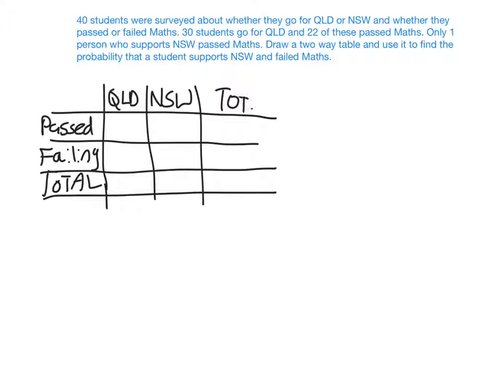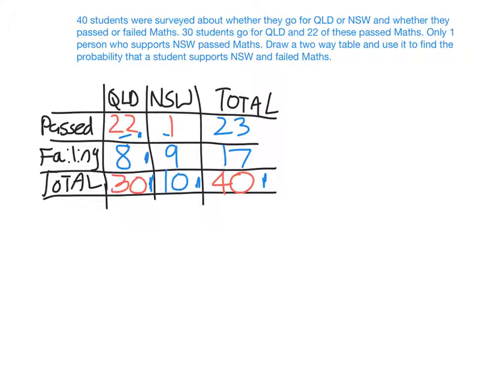So we fill in the information that we do have. Firstly, we're told 40 students were surveyed. So there's 40 students all up, that goes there. We're told 30 students go for Queensland. So 30 goes there. And of those, 22 passed maths. So we put a 22 there. Then we're also told only one student who supports New South Wales passed maths, so 1 goes there. We can fill out the rest of the table from here. 22 plus 1 gives us 23. Since 22 plus this number equals 30, there must be 8 students there who support Queensland but failed maths. Because this number 30 plus this number equals 40, it must be 10 students in total that go for New South Wales, which of course means 9 of them failed.